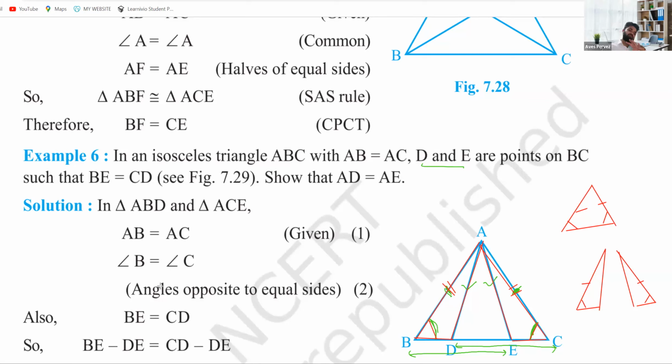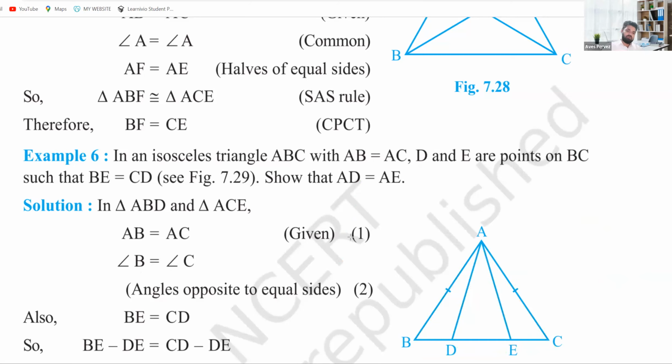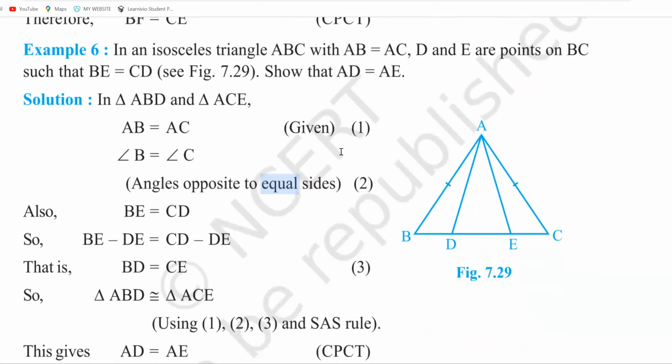Try to read this question. What you need to do here is try to get the solution from the question that you are having. Let me check how concentratedly you understood this question. Try to write. What do you need to prove? This is a very simple question. Tell me, what do you need to prove?